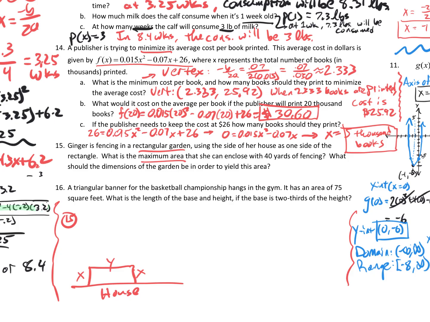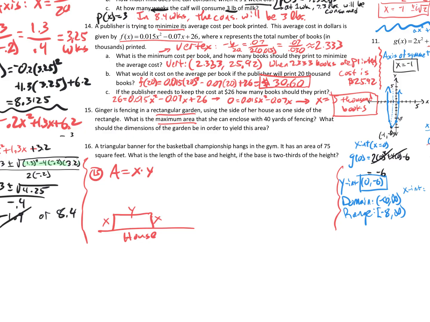Okay, so to find the maximum area, well, we need an area equation using the setup I just drew here. That's X times Y. And we need a secondary equation. Right, and so we also have another equation. We got that total is 40 yards of fencing. So 2x plus y equals 40. And if we solve that, we get y equals 40 minus 2x. Now we can plug that in there, and we can say the area is x times 40 minus 2x. Okay, and if we distribute that, we've got 40x minus 2x squared.